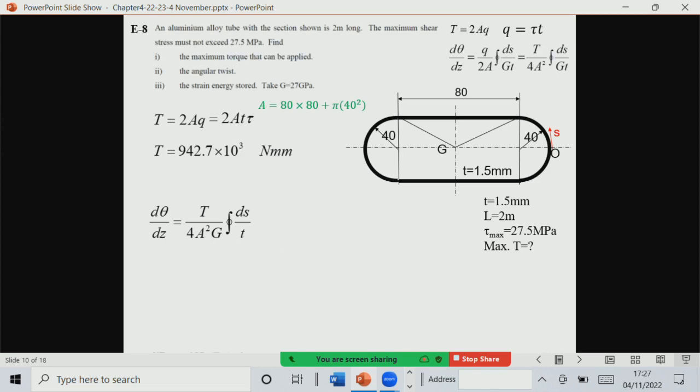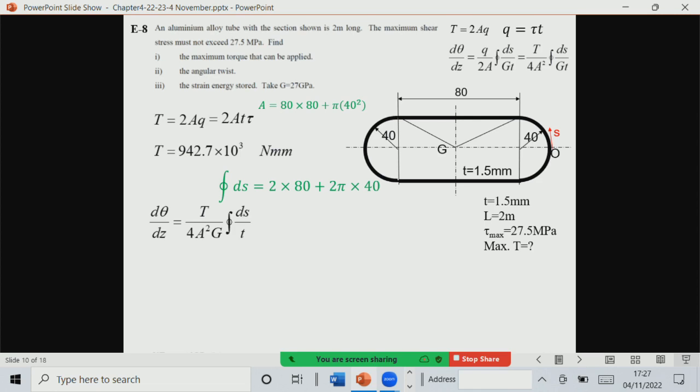I start at this position, go around the section and end up at the same position. Do you agree that loop integral of ds is the perimeter of this tube? So I can say loop integral of ds, because t is constant, can be removed. Therefore, loop integral of ds is just the perimeter of this tube.